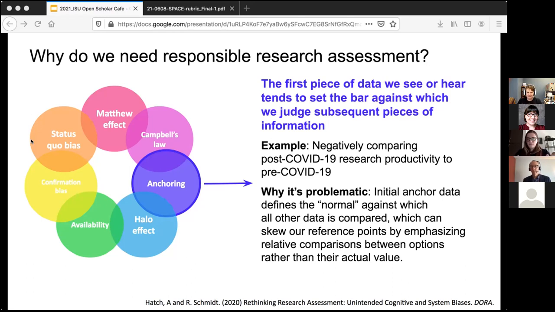And we all know, of course, that right now across the country there's still limited access to lab space, and restrictions on how many people can be there. So it's kind of a mismeasure, but yet you're still anchored to the idea of how productive people were before the pandemic hit. And this becomes a problem because this type of anchor data can then sort of define normal. So what that means is that we're skewing our reference points. So we're emphasizing these relative comparisons rather than looking at what the actual value is.